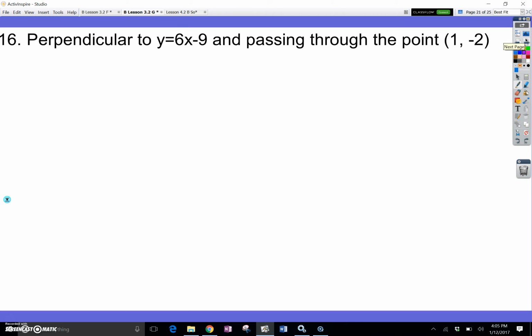Now I want you to write one that's perpendicular to y equals 6x minus 9 and passing through the point 1 comma negative 2. Now same idea, we have to write this in standard form, but first I need to find the b value of my perpendicular line. So essentially this line looks like this, and my new line is going to intersect it at a 90-degree angle. I need to find this new line. Remember, perpendicular lines have inverse slopes, so instead of positive 6, it's going to be negative 1 over 6 as the slope for my new line.